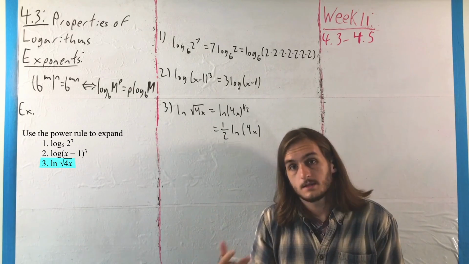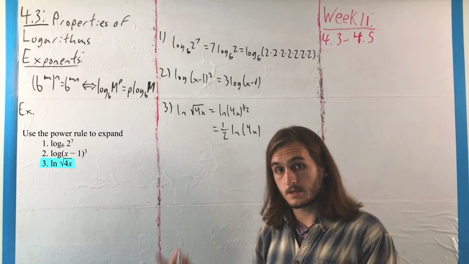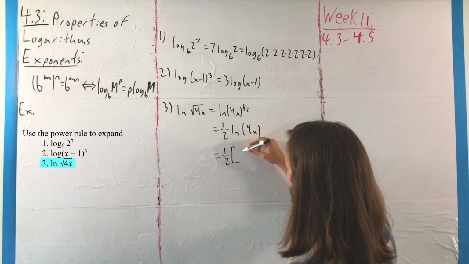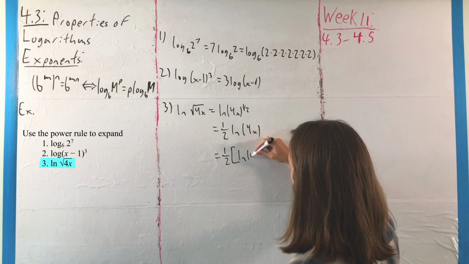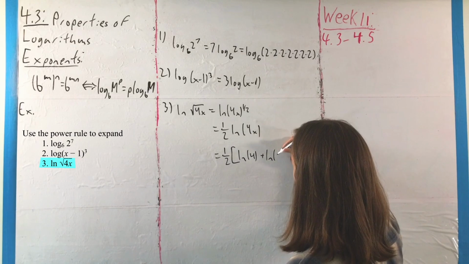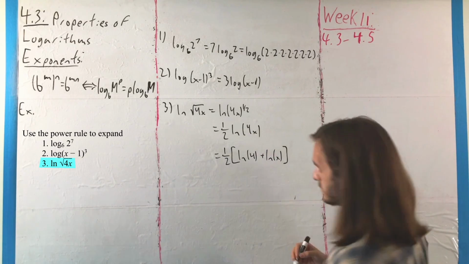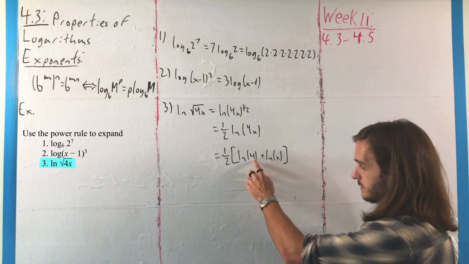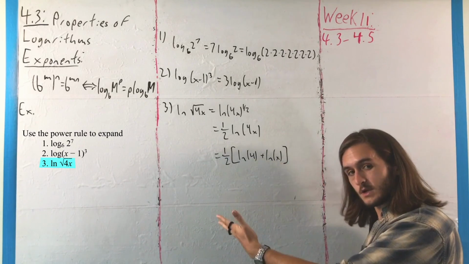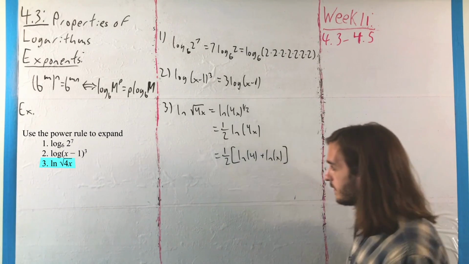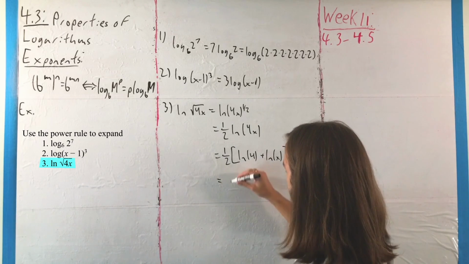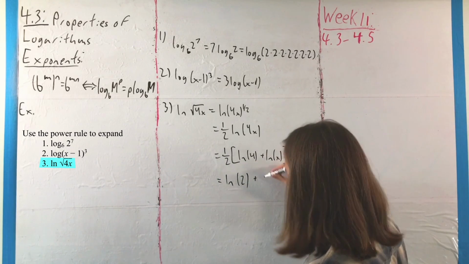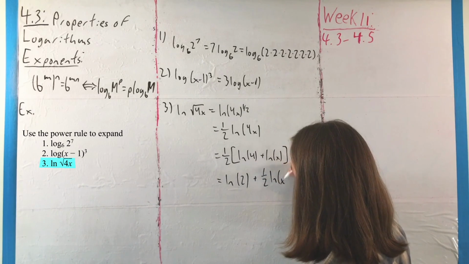I want you to get more practice, so I'm going to pull this apart even further and get 1/2 times the quantity natural logarithm of 4 plus natural logarithm of x. And I can pull this apart even further here, that is a 2 squared, just like we talked about before, which cancels with that 1/2. So we would have here the natural logarithm of 2 plus 1/2 of the natural logarithm of x.